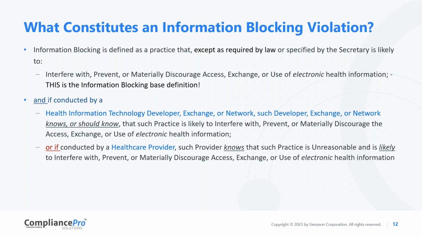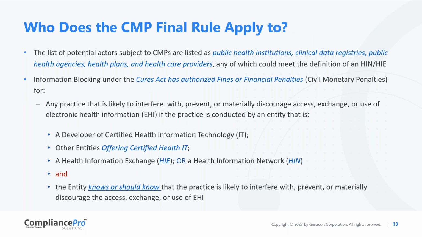These are incredibly complicated statements. There has to be knowledge that you're performing information blocking to get here, or you should have known. Now, should have known means the government thinks that you should have known, even if you claim that you didn't know. So it is a very complex formula to decide whether someone has performed an information blocking violation. Again, what I'm really showing here is the complexity that we're dealing with in these rules.